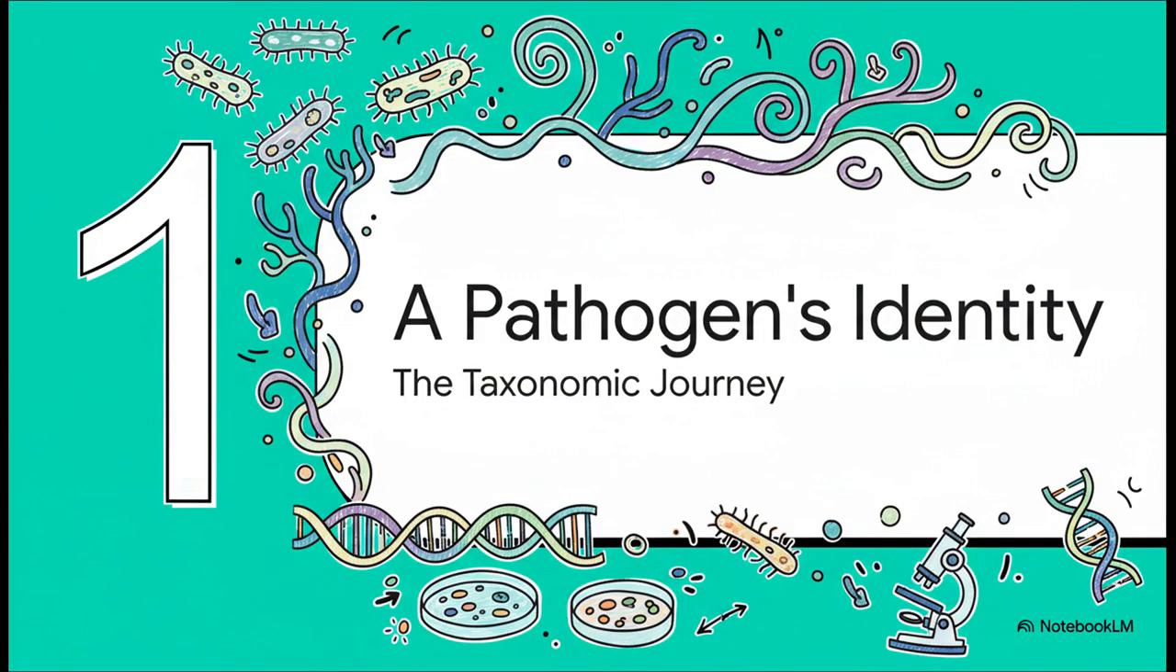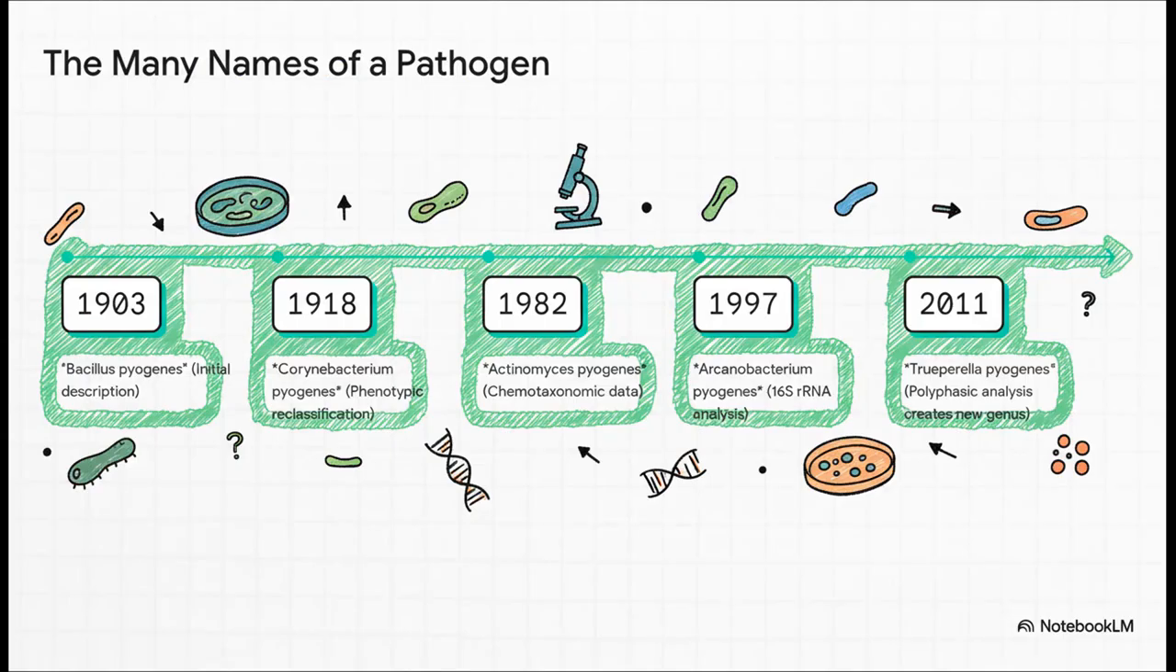I mean, you really have to understand this bug's complicated past to get a grip on it. And this isn't just a boring history lesson, I promise. Knowing its old names is actually critical for making sense of older studies, or even digging through your own lab's historical data. Just look at this timeline. This organism has been bounced around more than a pinball. It started as a bacillus, then got moved to Corynebacterium, then Actinomyces, and most recently Arcanobacterium. So yeah, if you've ever been reading an old case report and gotten totally confused, this is why. It wasn't until 2011 that it finally landed in its own genus, Trueperella.